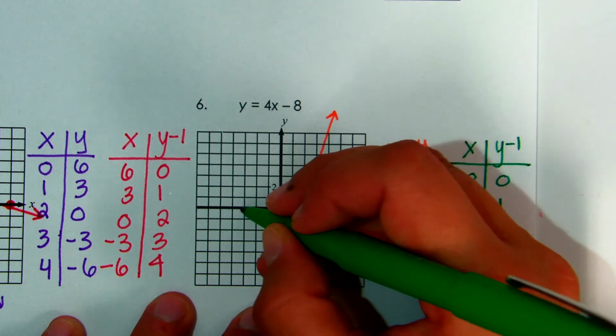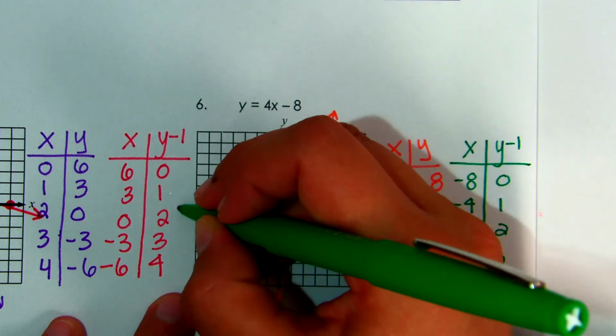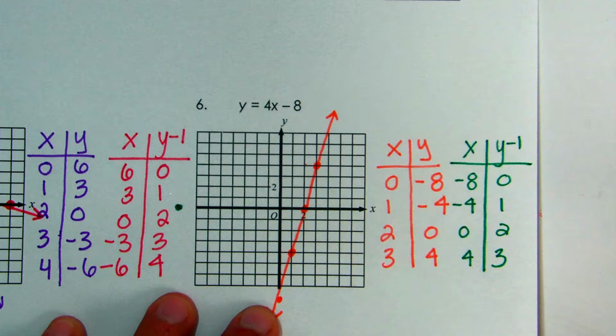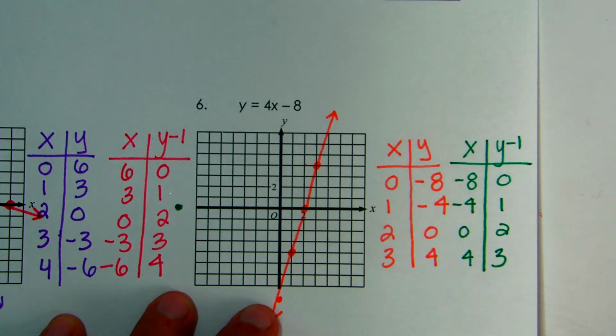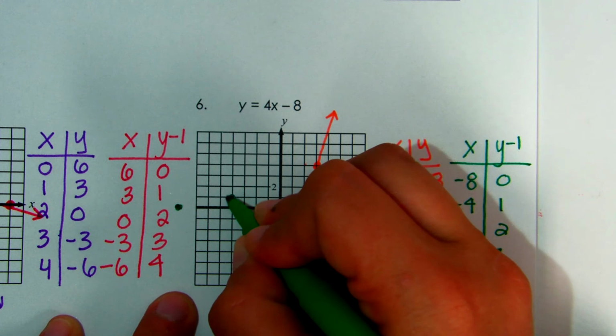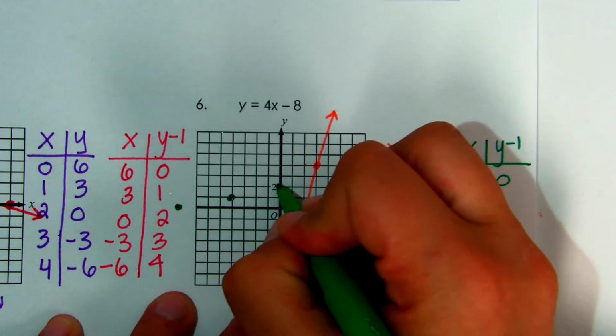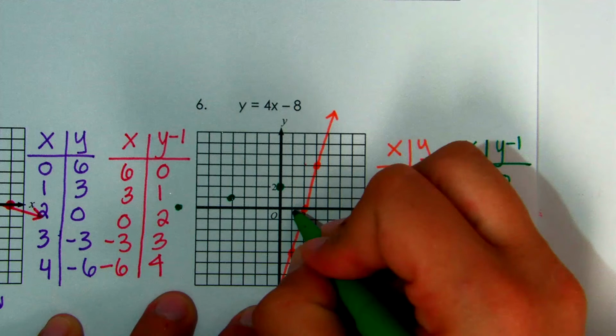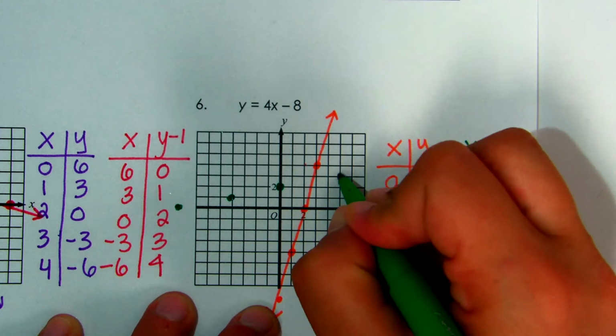-8, 1, 2, 3, 4, 5, 6, 7, 8. Again, I'm off the grid just 1 unit. Then negative 4, 1, 1, 2, 3, 4, up 1, 0, 2, and 4, 3.